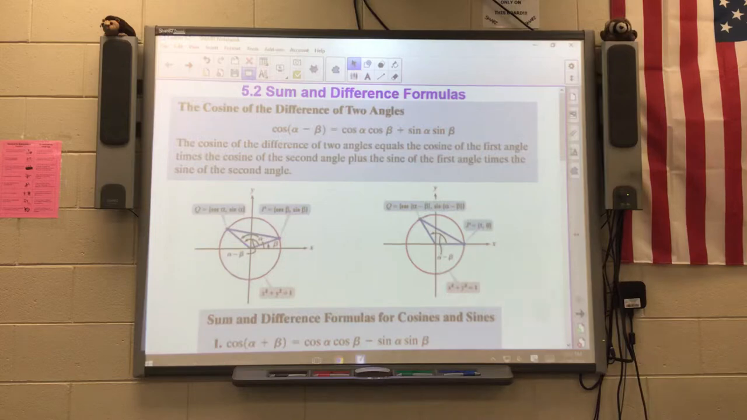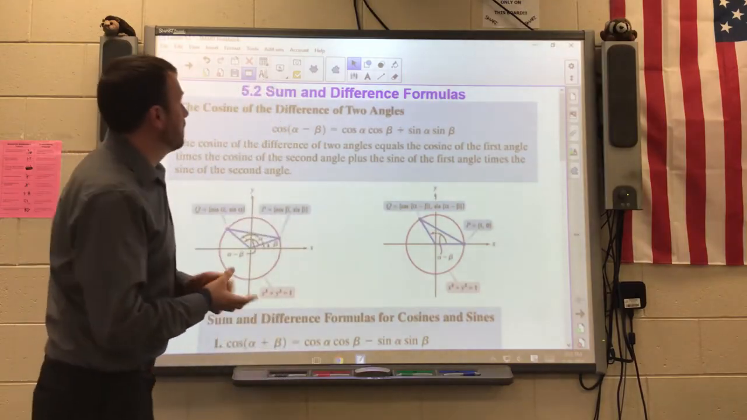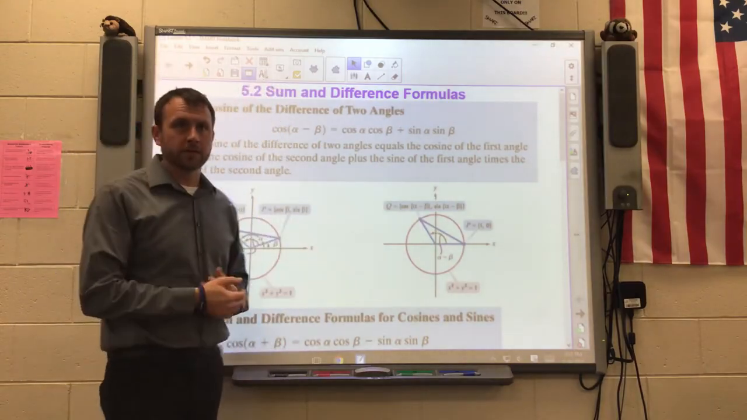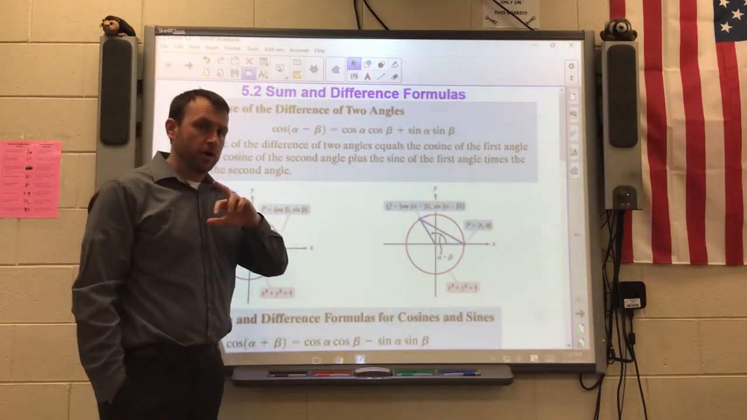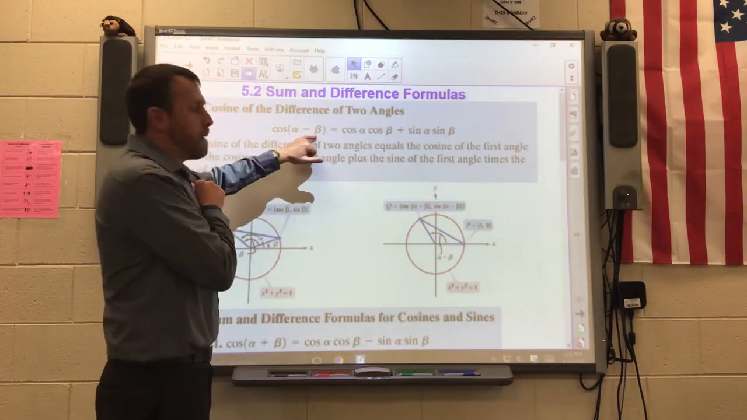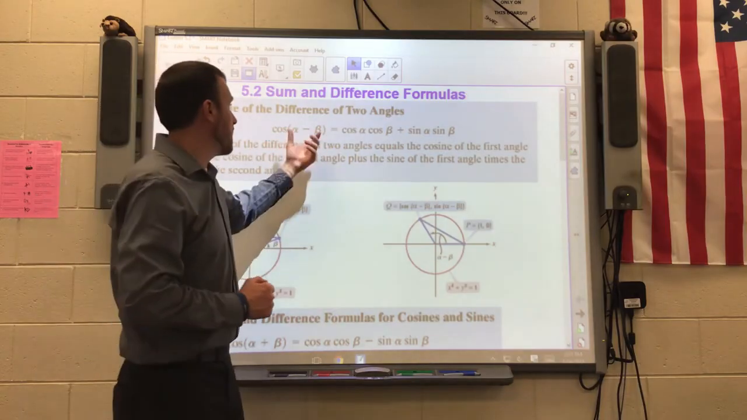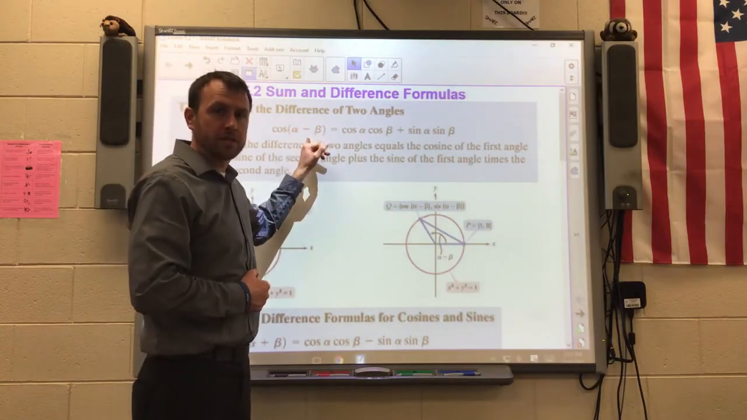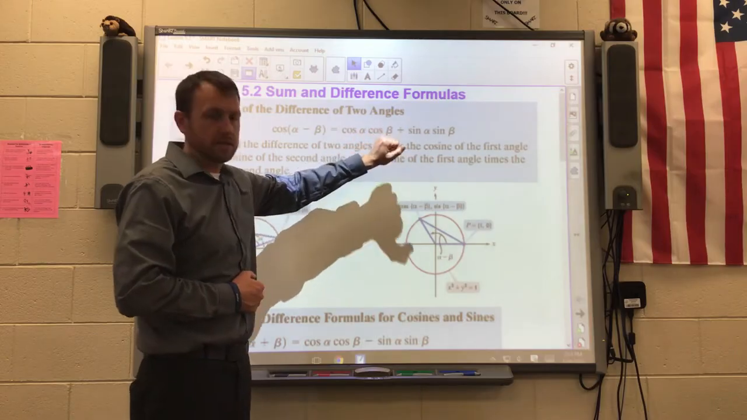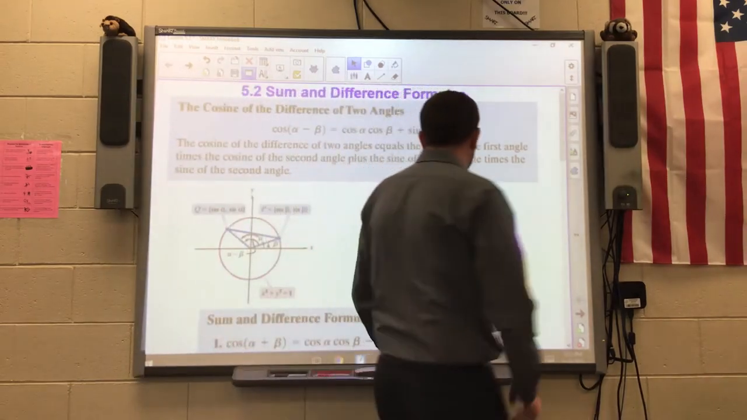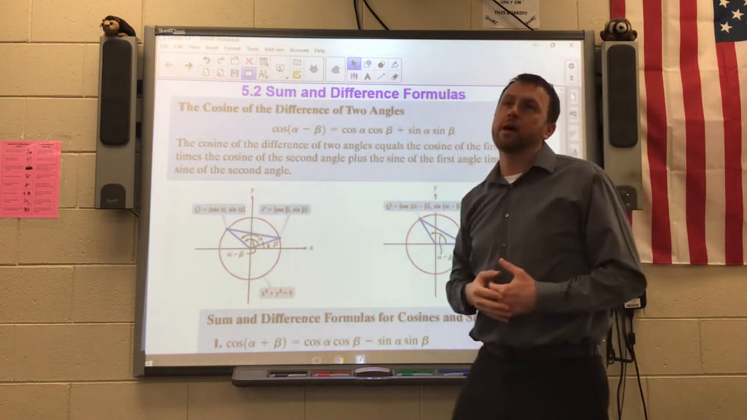All right, we are going to continue looking at some formulas by looking at the sum and difference formulas in 5.2. One of the formulas I have is the cosine of alpha minus beta, and alpha and beta can be whatever they want. The idea is if I have cosine of two things separated by a subtraction sign, that can become cosine alpha, cosine beta, plus sine alpha, sine beta. This will allow us to find angles that perhaps we couldn't find before.